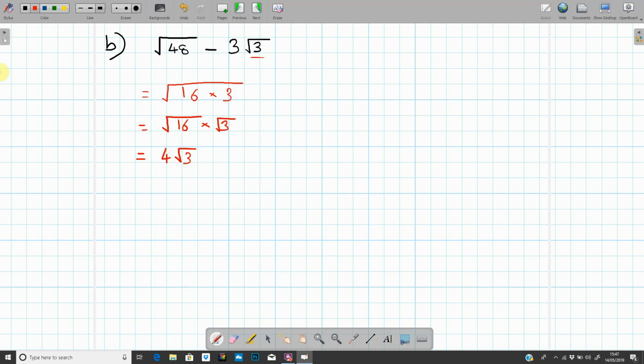Now the only difference here is we then substitute this back in here. So rather than us having the square root of 48, we're going to replace that with 4 root 3 minus 3 root 3. Now, you only take the coefficients at the front away from each other or add them, and in this case this is take away. You don't do anything with the number underneath the square root sign. That remains constant. So 4 take away 3 is just 1. So your final answer in this case is root 3.